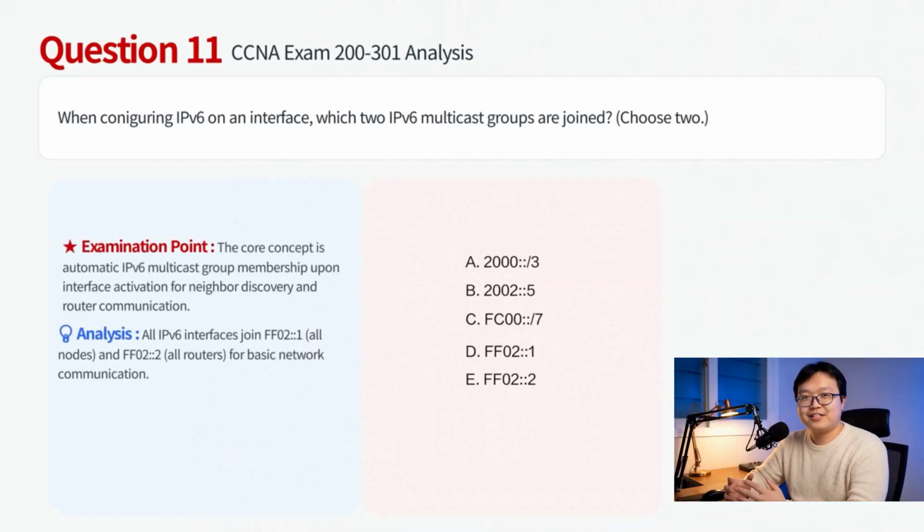When IPv6 is enabled on an interface, the device automatically joins two well-known link-local multicast groups, FF02::1, all IPv6 nodes, and FF02::2, all IPv6 routers. These groups are essential for neighbor discovery and network management. Therefore, this question chooses D, E.